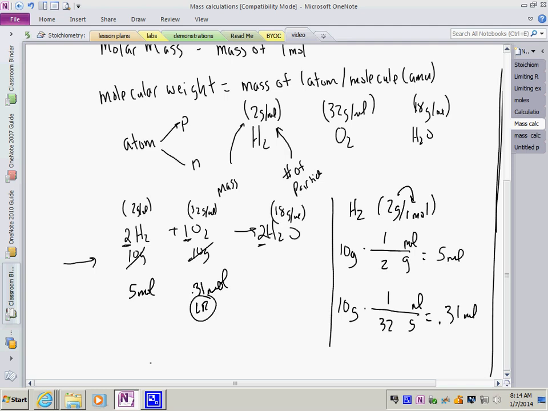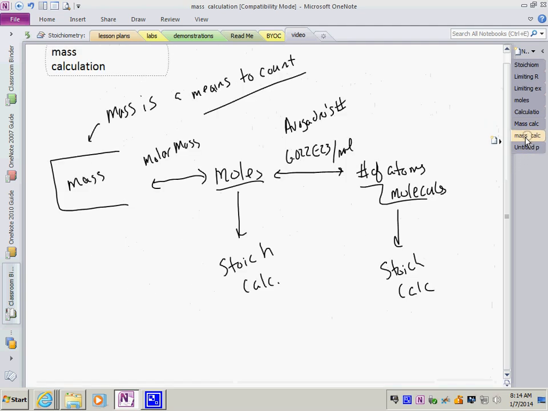From there, we'll do our limiting and excess calculations, and I will show an example in a later video of a whole problem working its way through. Again, let's review this thing. I have molar mass. This allows me to measure something I can't see, all individual particles. For this, I need a relationship of grams to moles.